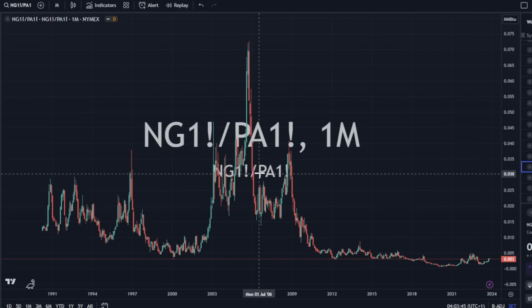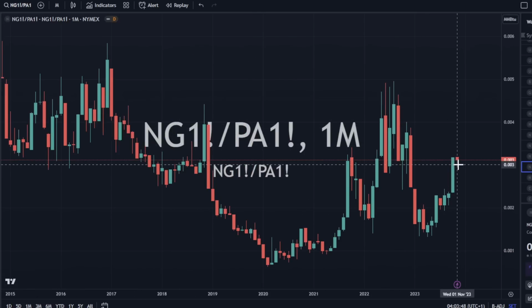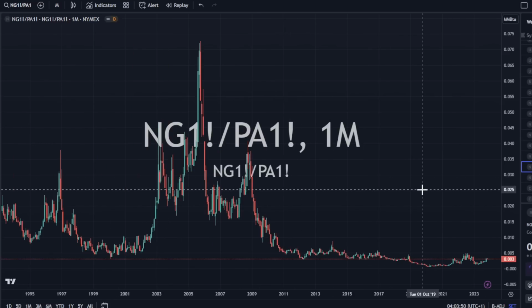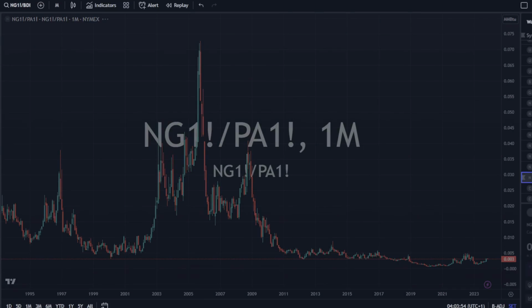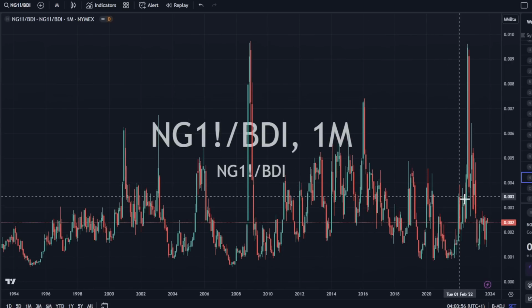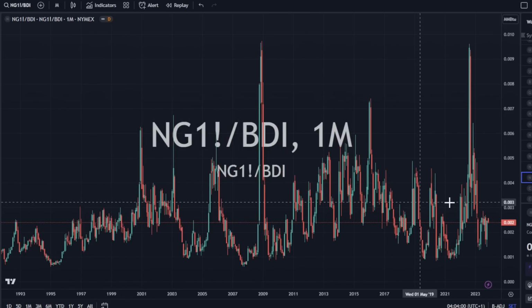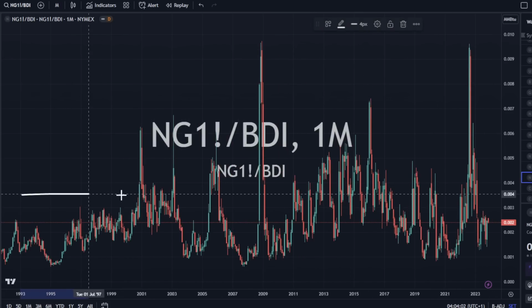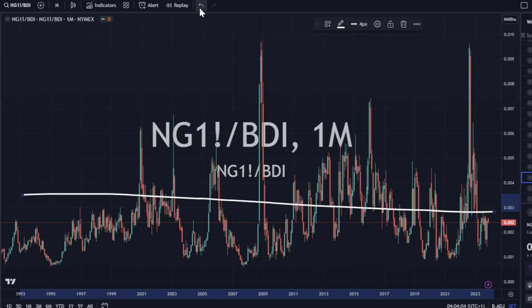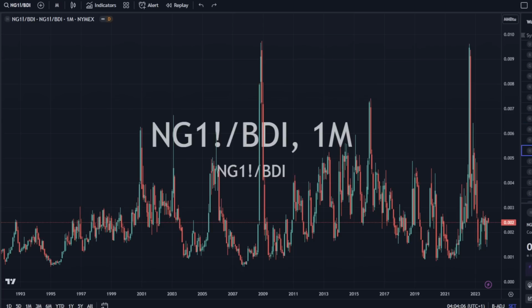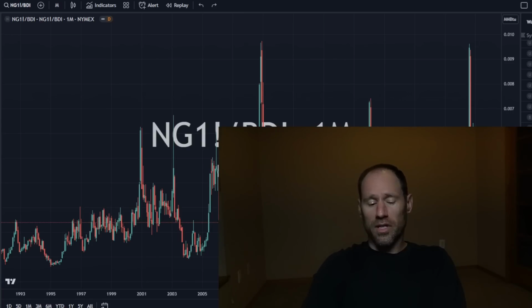Natural gas versus palladium. We've been outperforming palladium here, but we're still at incredibly low levels. Natural gas, it's super cheap. Natural gas versus Baltic Dry Index. It's cheap. It's moved up a little bit, but I think both of these will do quite well. You can see that they're basically well matched through history. So that's where I'll end it. That's a lot of different ratios there.